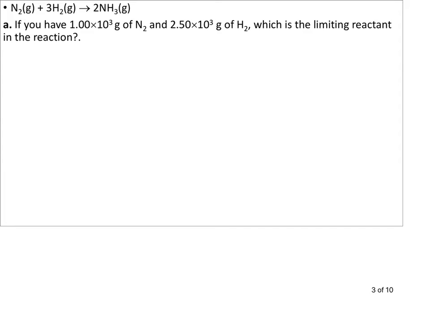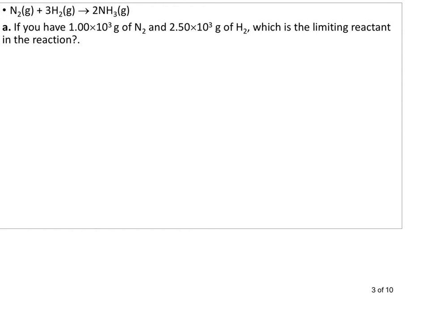So we start, I'm going to change the 1.00 times 10 to the third. I'm just going to think of that as 1,000. So this can be 1,000 grams, and this one can be 2,500 grams. Then we just go through a little bit of stoichiometry. And we start with 1,000 grams of the N2.